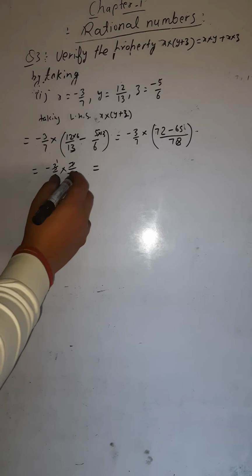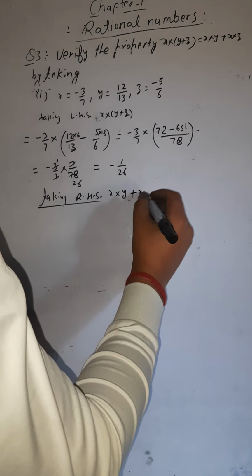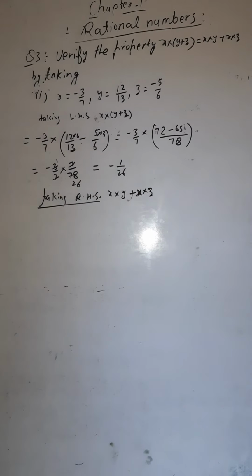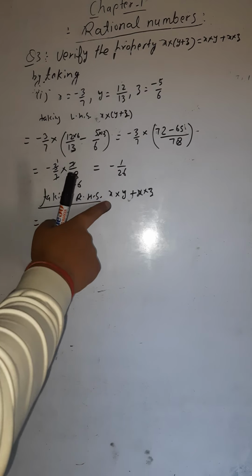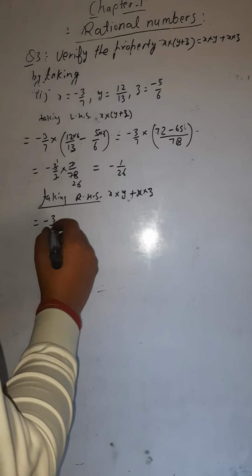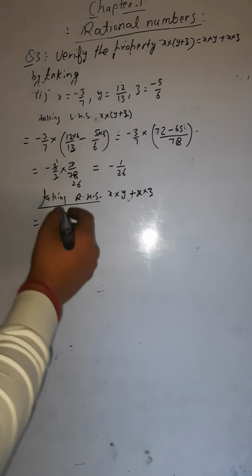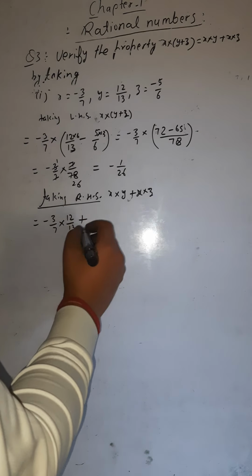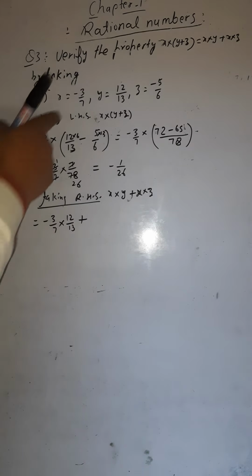Now just take the RHS also. Taking RHS, what is RHS? RHS is X multiply Y plus X multiply Z. So now put the values. Value of X you have minus 3 by 7, value of Y you have 12 by 13, plus, then again you have the value that is minus 3 by 7, then value of Z is minus 5 by 6.